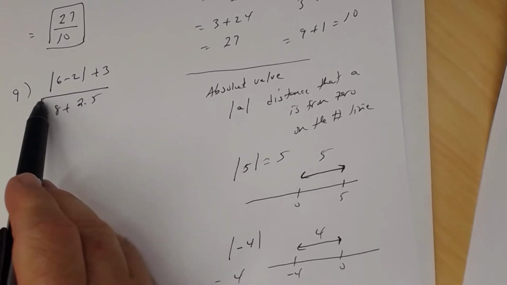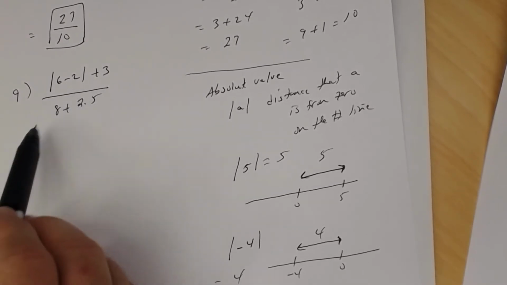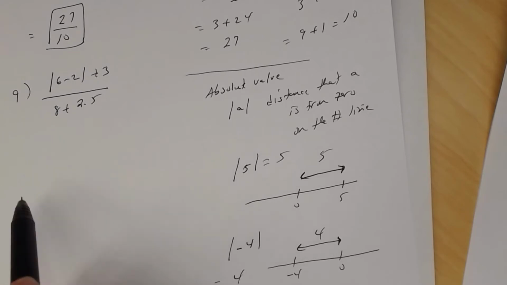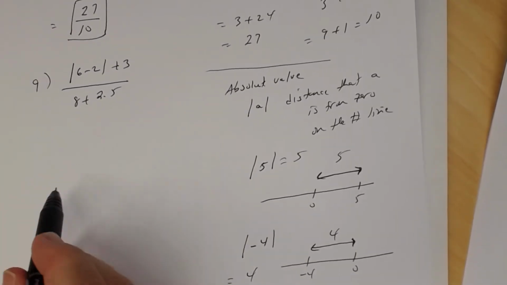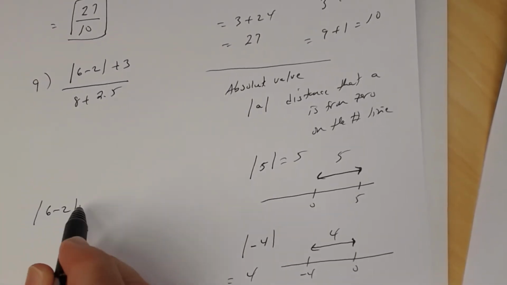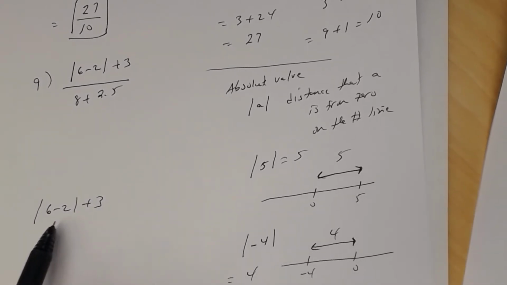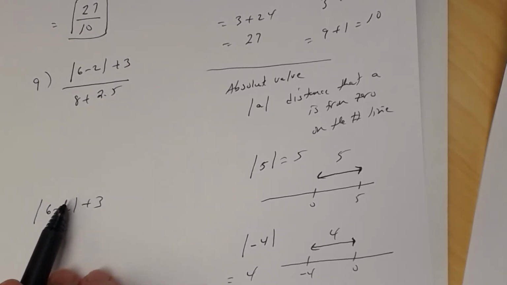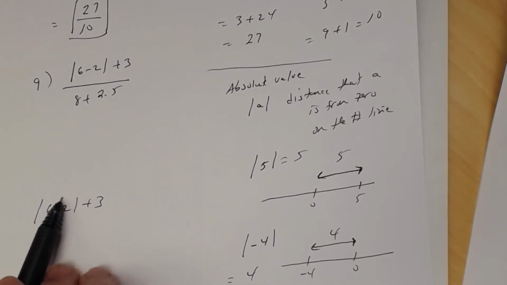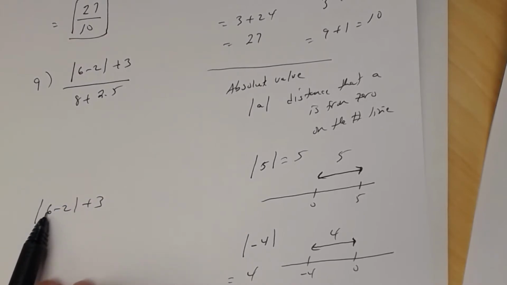So remember, this fraction bar right here is considered a grouping symbol. So I'm going to look at the numerator first. I have the absolute value of 6 minus 2 plus 3. Now, think of the absolute value bars as grouping symbols themselves. Even though it's not parentheses, brackets, or braces, think of the absolute value bars as grouping symbols. So I've got to do what's inside the absolute value bars first.